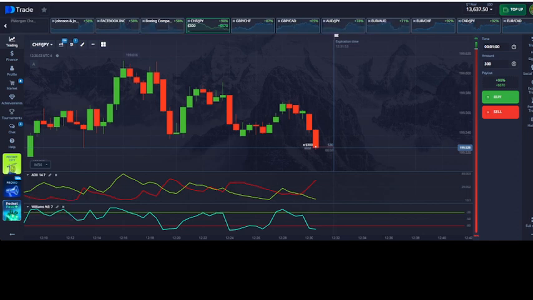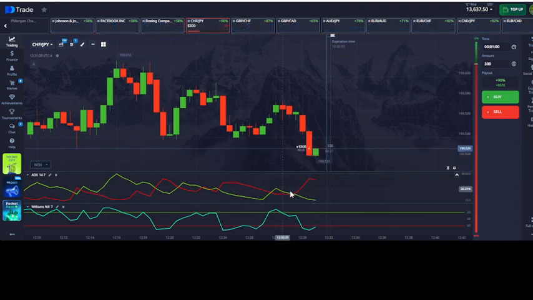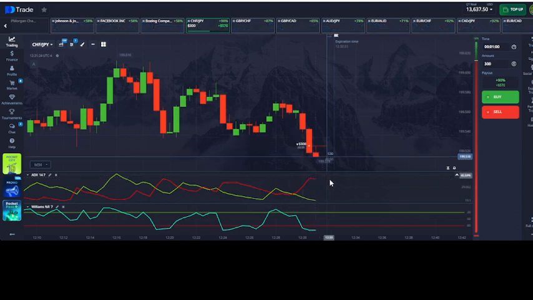Okay, so I'm on Swiss franc Japanese yen, and I just took a sell trade here. The reason why I took the sell trade here is the minus DI line crosses the plus DI line here in an upward direction. So we're looking for a divergence here. We see the lines are diverging from each other. That's the first thing you look for, a divergence of the signal lines.